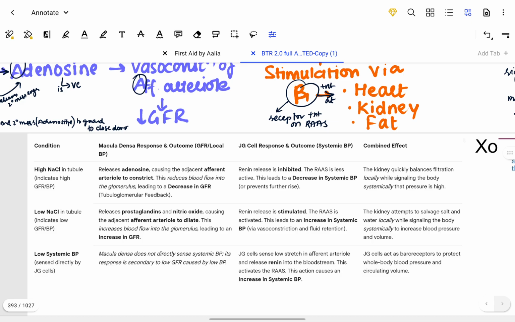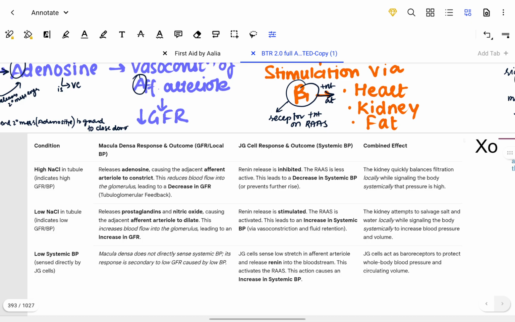Now let's look at the response. So how does macula densa respond? Macula densa releases adenosine. What does adenosine do? Vasoconstriction, reduces blood flow into the glomerulus by constricting the afferent arteriole, so there will be a decrease in GFR. So this is the tubuloglomerular feedback, right?